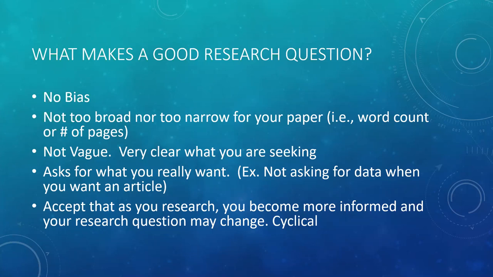I've had students come in with a biased question and they can't find information on it because maybe their viewpoint isn't really supported in the literature. So it's much easier if you can take the bias out. You don't want something that's too broad or too narrow for your paper. It depends on the length of your paper. But if you've only got a 3 to 5 page paper, you can't cover the history of mankind. You've got to narrow it down some.